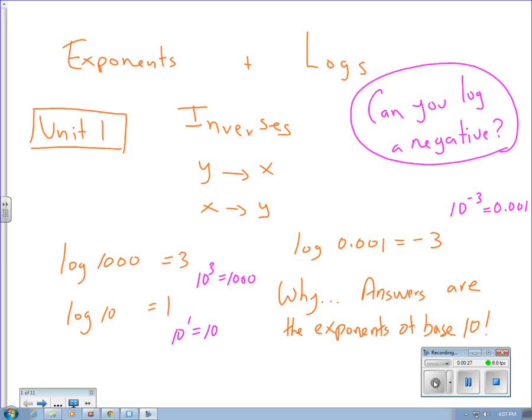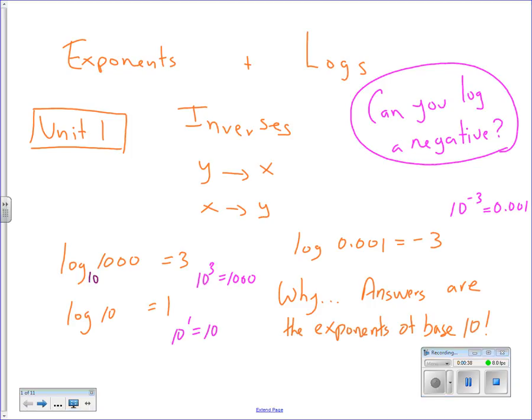We've got some examples of logs. Log of 1,000, I can do that on my calculator, is equal to 3. Your calculator is default for a log base 10 setting. So log base 10 of 10 is 1. Log base 10 of 0.001 is minus 3. Why is that? The answers are actually the exponents of base 10. So 10 to the 3 is 1,000. 10 to the 1 is 10, and 10 to the minus 3 is 0.001.